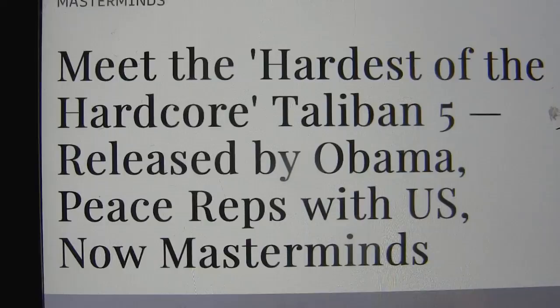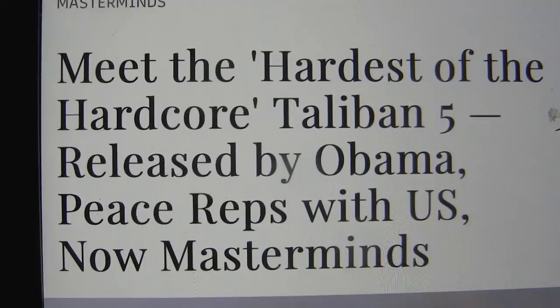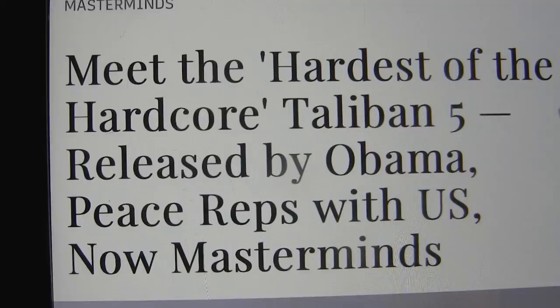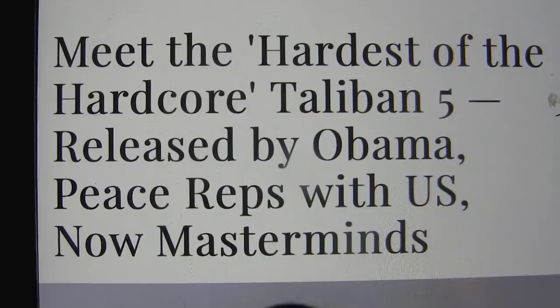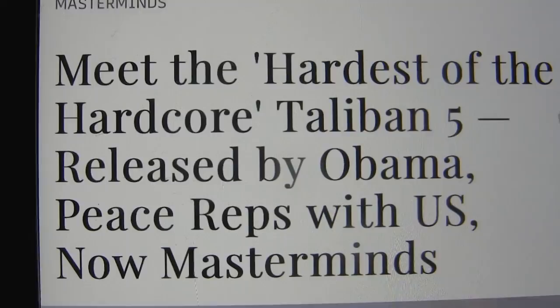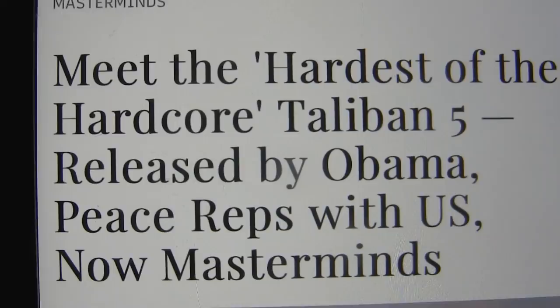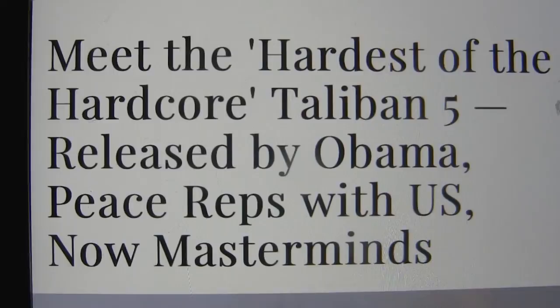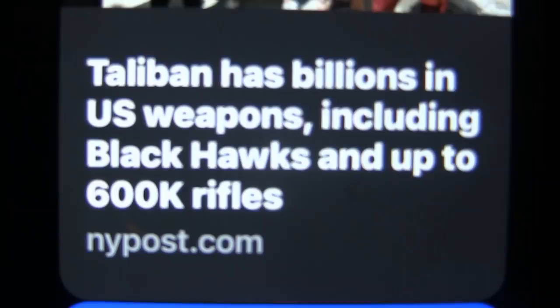The article actually says that they're the masterminds behind the takeover. Here's the person responsible for what's going on in Afghanistan. Meet the hardest of the hardcore. T5 released by Obama. Peace reps with US, now masterminds. So he let these people out of the Gitmo, and now they're the masterminds of the takeover. And isn't it interesting that they've been supplied tons, like they said, a military treasure trove of our weapons, including Black Hawk helicopters, machine guns, rifles, grenades. New York Post says they have machine guns.